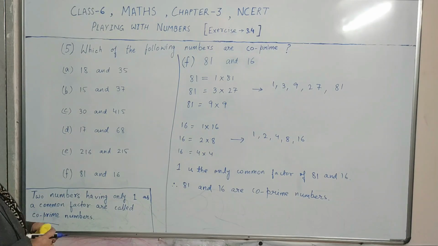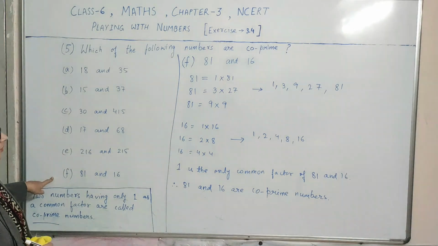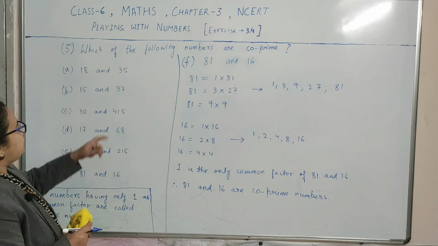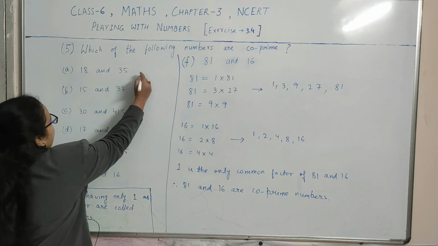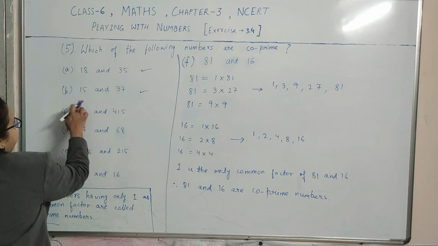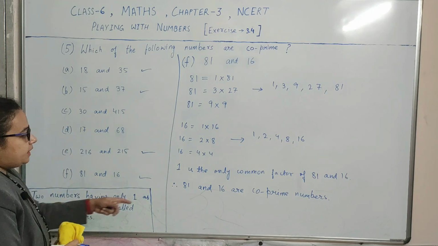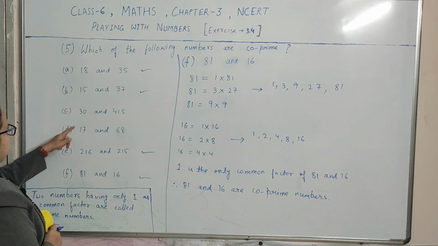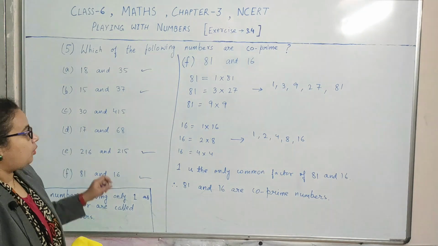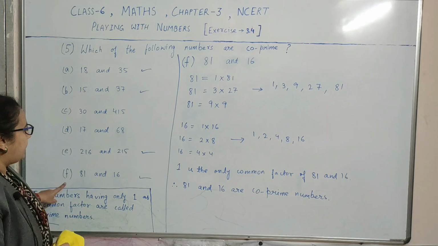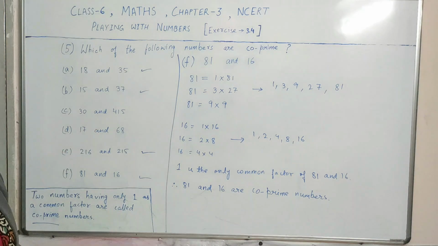Understood? So here we have solved all the parts A, B, C, D, E and F. Which of the following numbers are coprime numbers? The coprime numbers are A, B, E and F. The rest, C and D, are not coprime numbers.